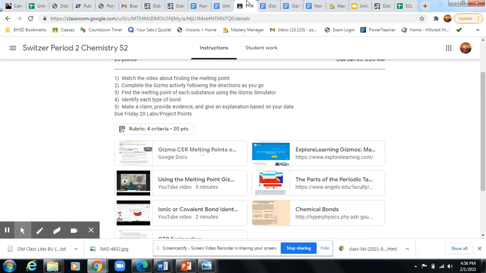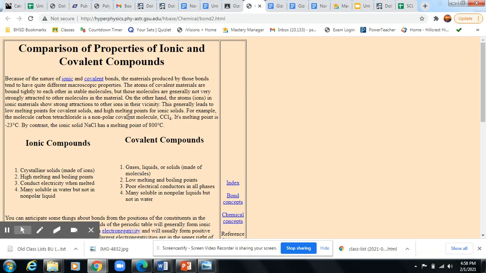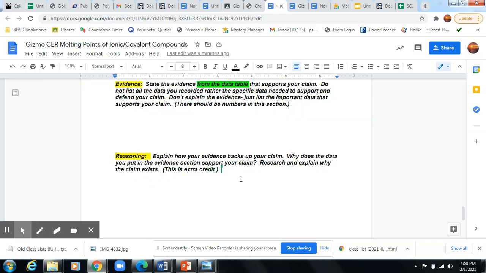Now, back in the instructions here, I have a link right here with a little bit of information. If you read through this, this will explain that claim. If you put that down in this section here, I will give you some extra credit. If you don't put that down, if you don't explain why this claim exists, that's fine, okay?